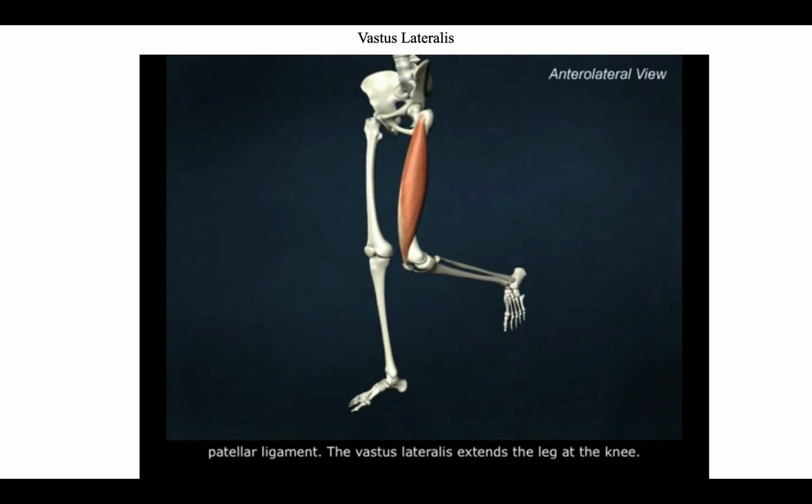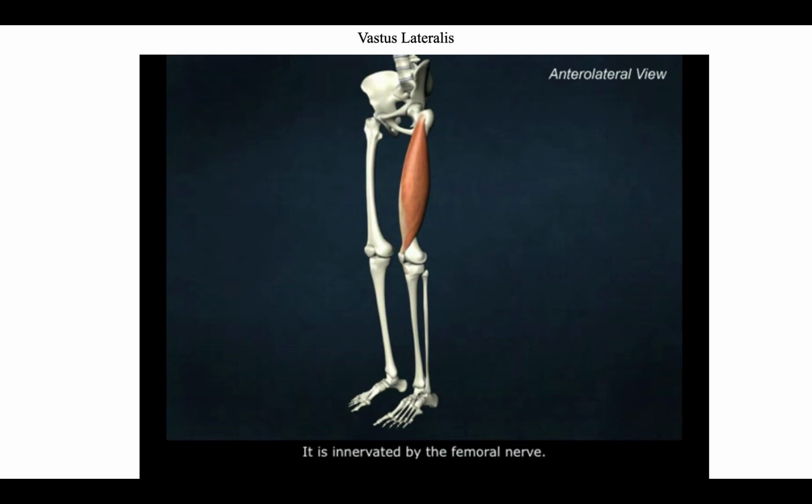The vastus lateralis extends the leg at the knee. It is innervated by the femoral nerve.